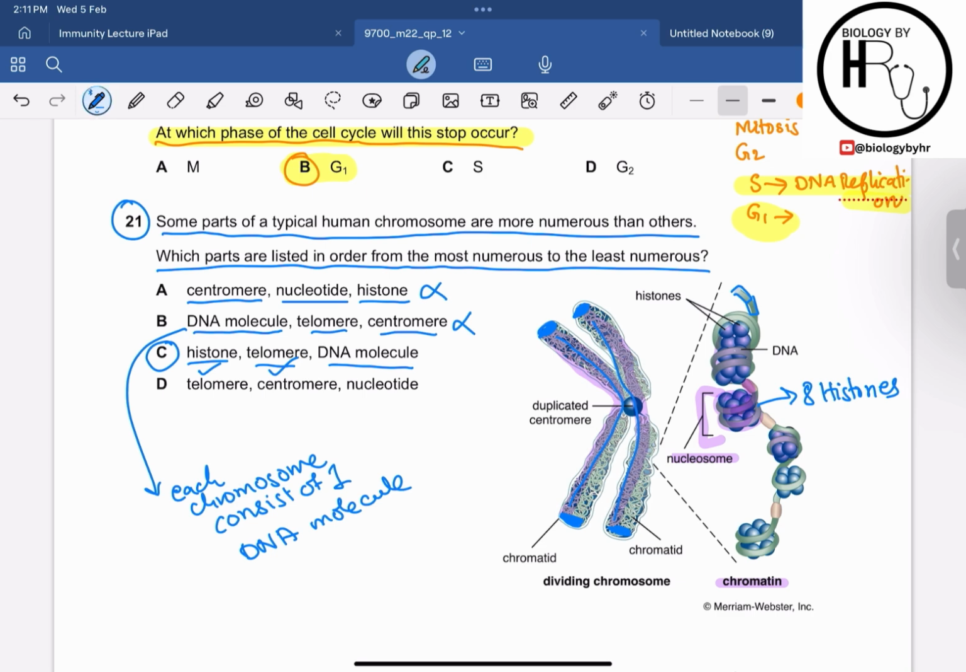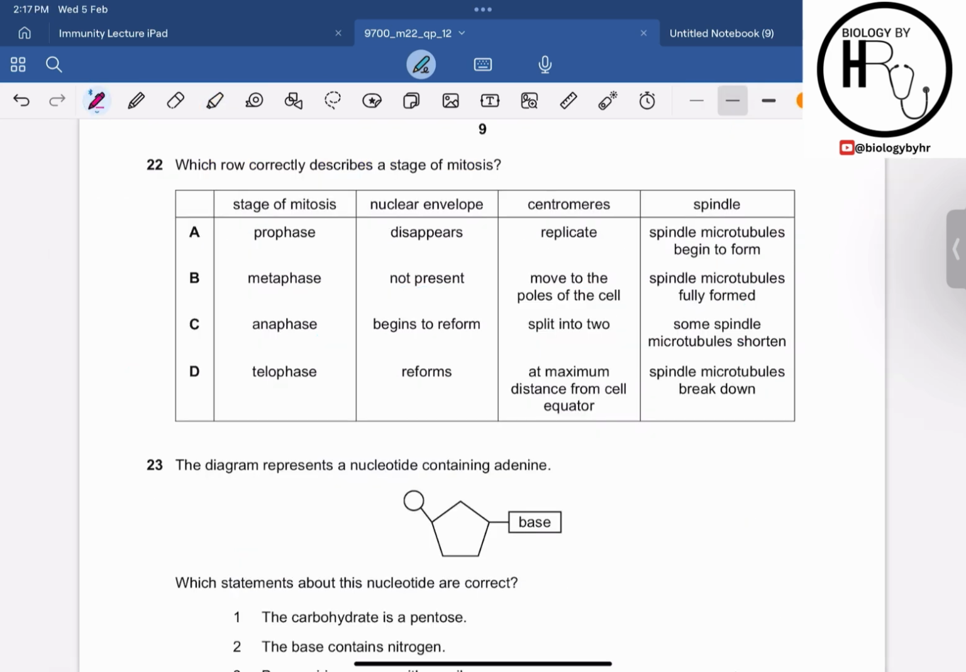Alright, I hope that you are getting it. So hence option C is our correct answer over here.